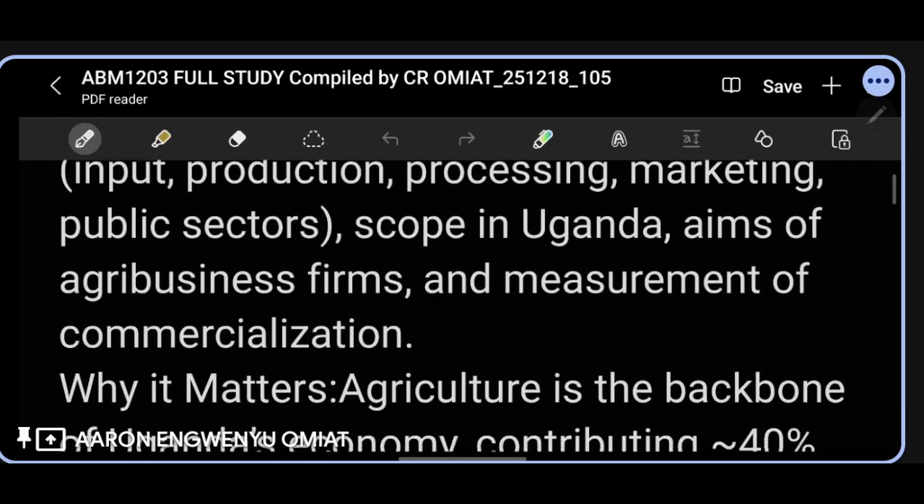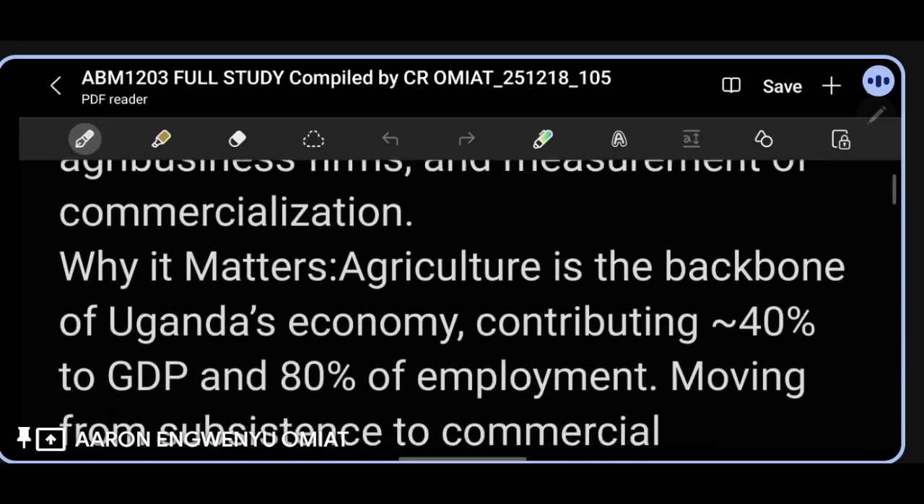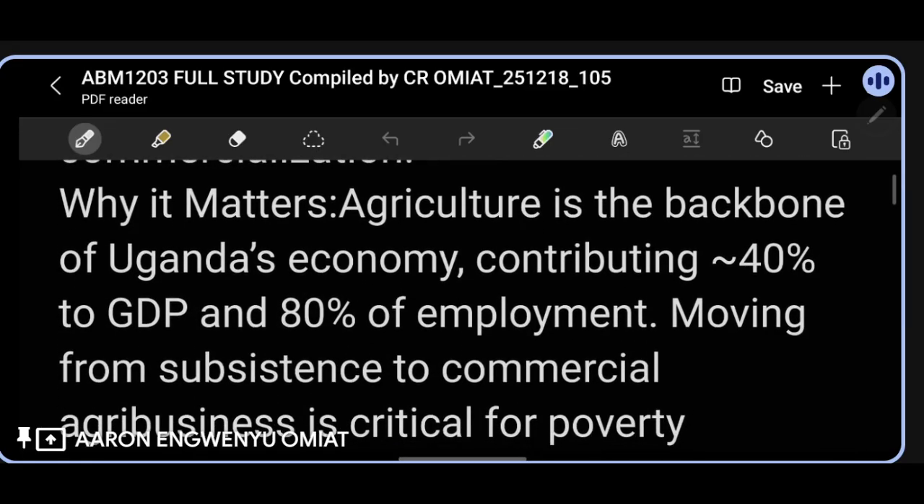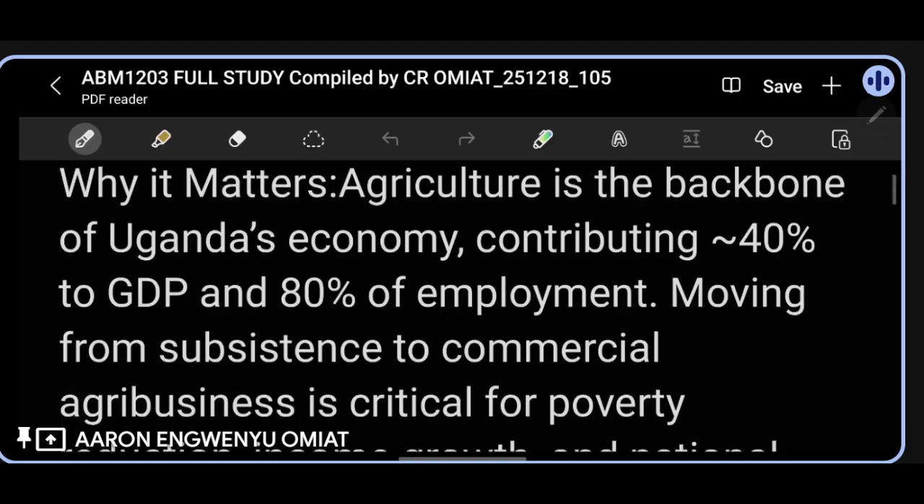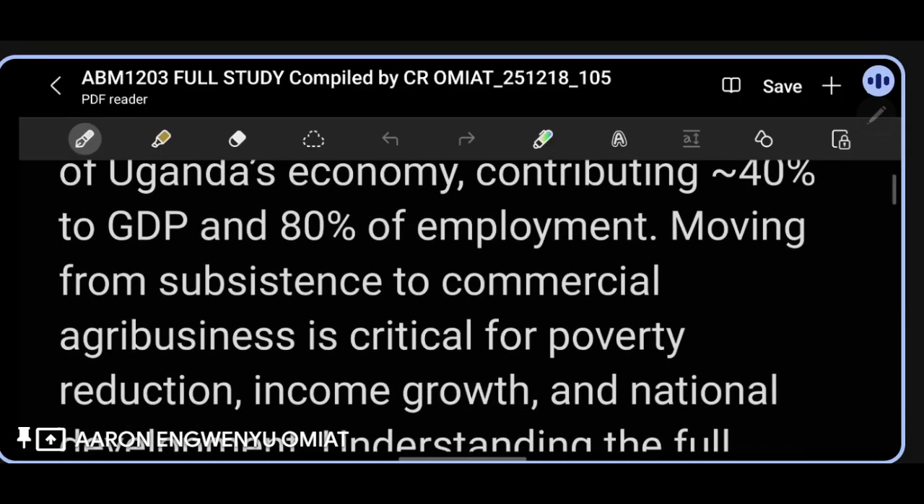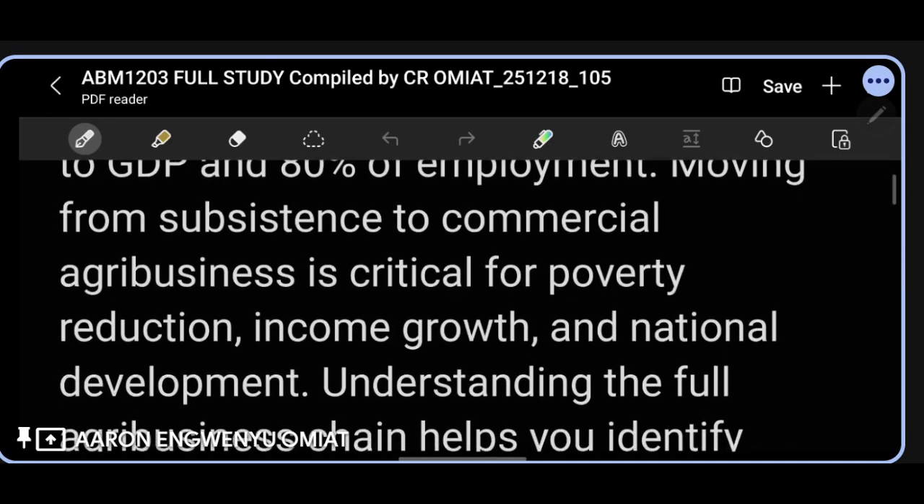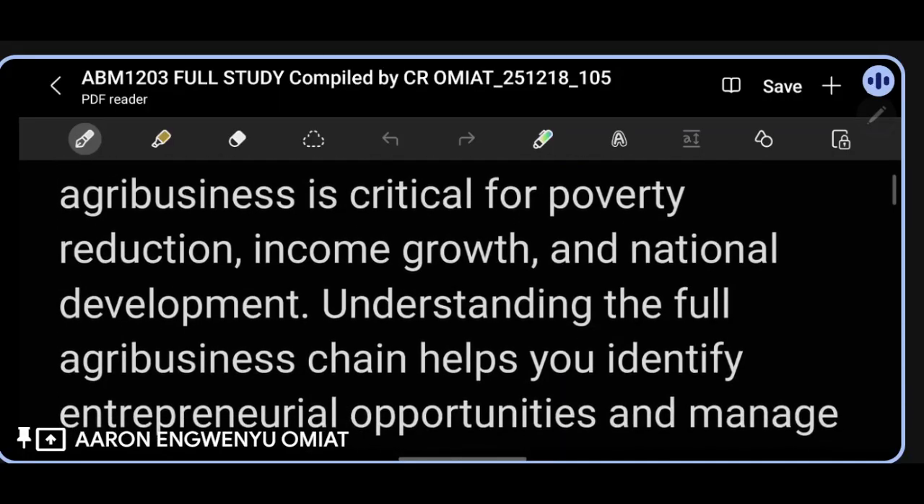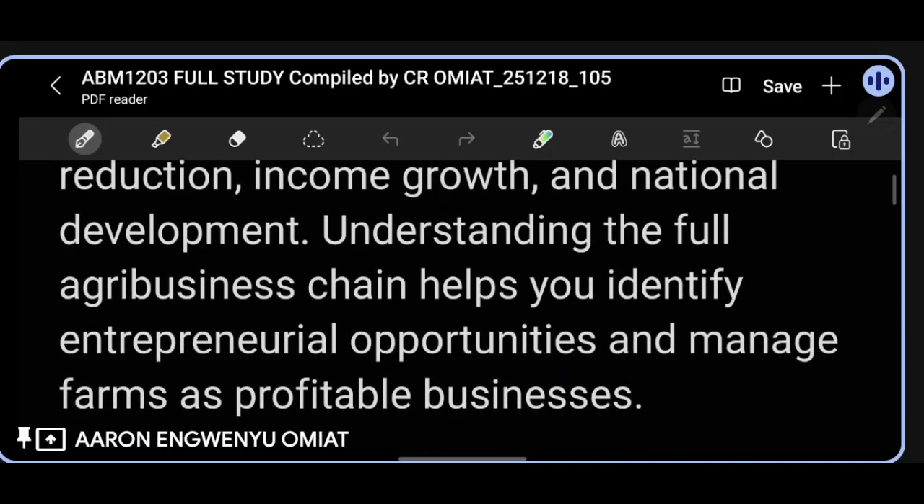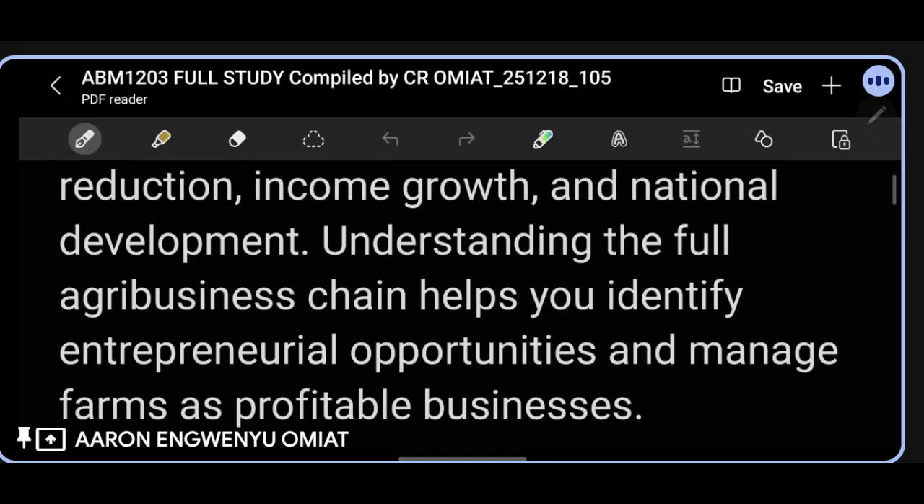Then, why is this important? Agriculture, we know, is the backbone of Uganda's economy, contributing, here I say, approximately 40% to the GDP and 80% to the employment. Sometimes other sources say 70% employment. You get the point. So moving from subsistence to commercial agriculture is critical for poverty reduction, income growth, and national development. Understanding the full business chain helps to identify entrepreneurial opportunities and manage factors for enterprises.